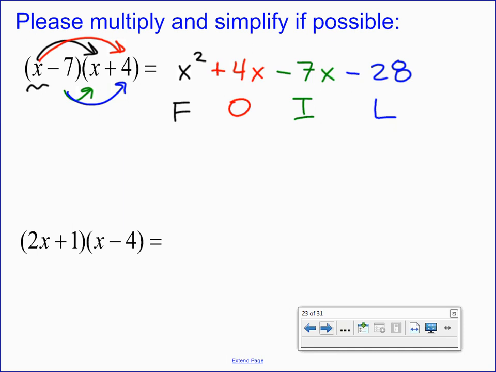Now, if not fully simplified, oh no, what pair of like terms exists? Tyler? The 4x and negative 7x. Yeah, the outer and inner product are like terms, and so we can combine them and rewrite my final answer. Thank you. Let's write my final answer then in standard form. So my standard form final answer would be x squared minus 3x minus 28.